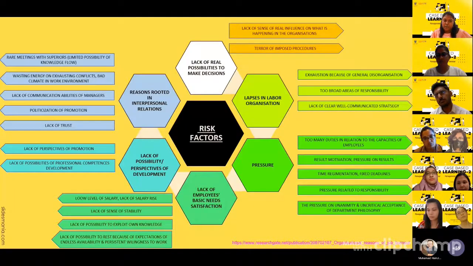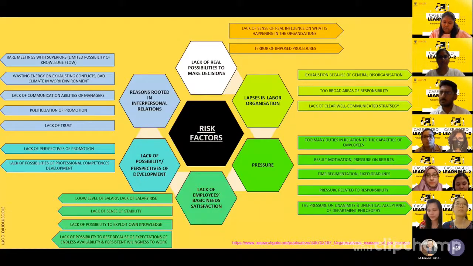The next risk factor is pressure. There are too many duties in relation to the capacities of employees. Basically, this relates to workload. The workload is one of the most discussed sources of burnout and the most obviously connected with the exertion part of burnout. The imbalances happen through numerous demands and responsibilities conducted with shortage of resources.